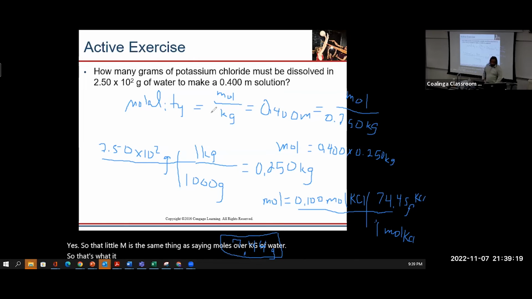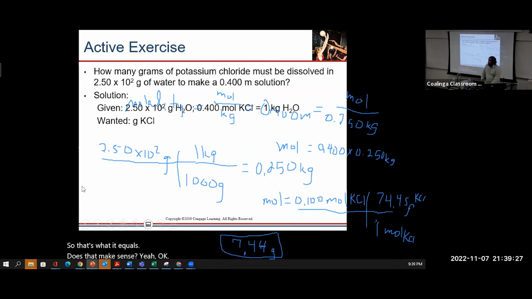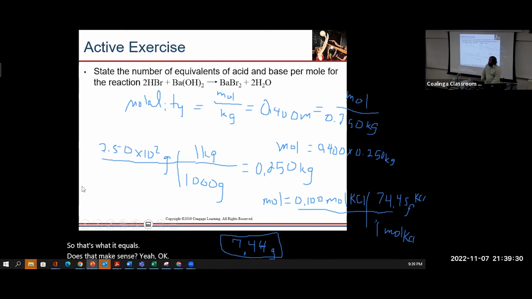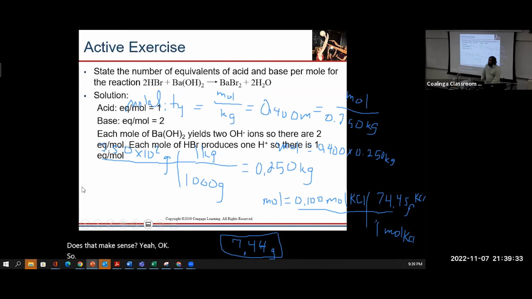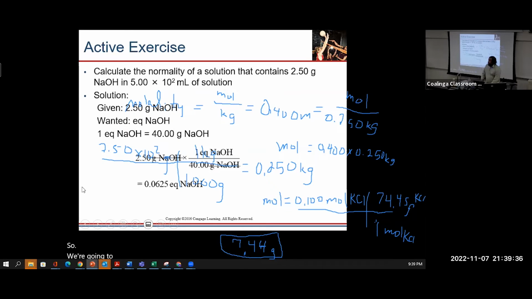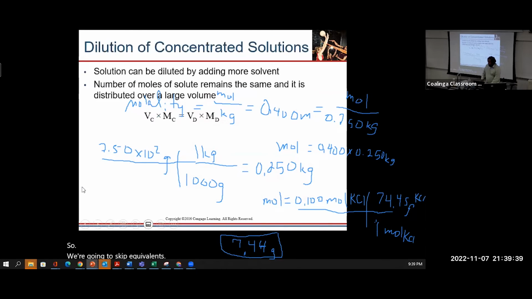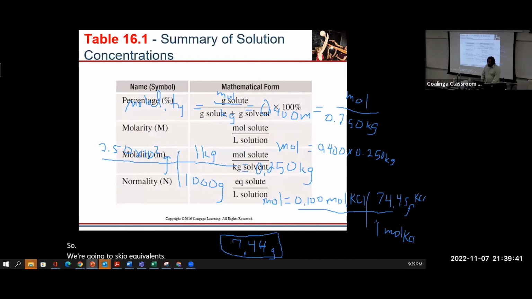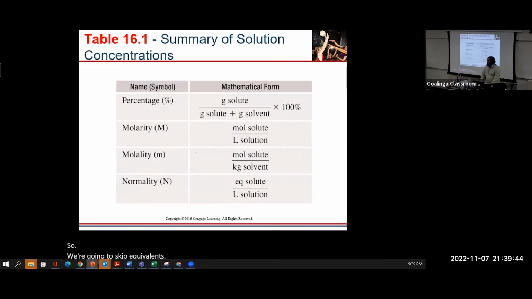Does that make sense? Okay. Yes. Okay, so these are the ones that you're going to need to be concerned with. So it's going to be percent, it's going to be molarity and molality. So don't worry about that.